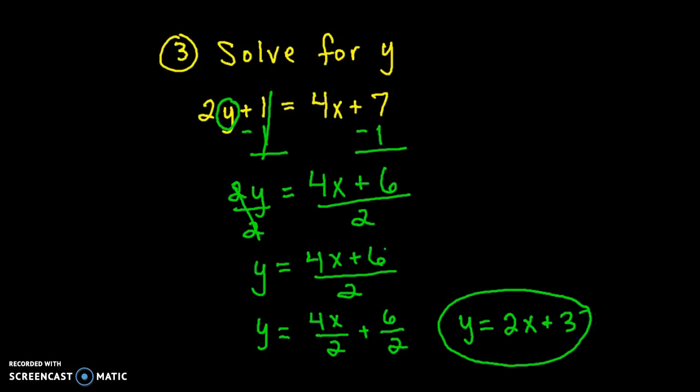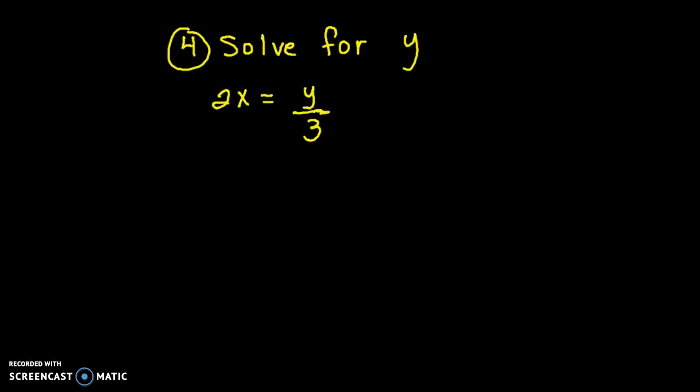Okay, now number 4. Again, we're solving for y. All right, so we want y to be by itself. On the right side, y is divided by 3. So the inverse operation of division is multiplication. So in order to get y by itself, we're going to multiply both sides by 3.